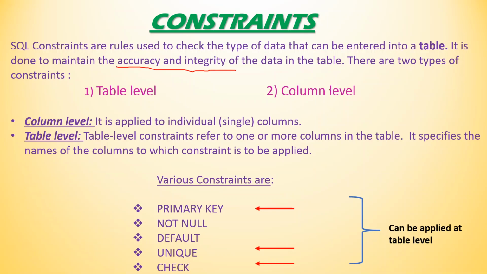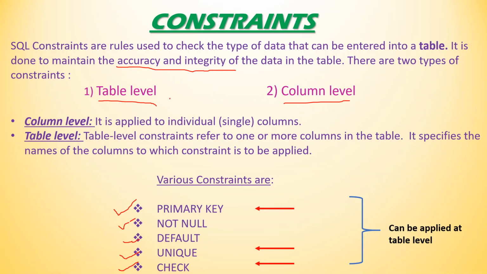So there are 5 types of constraints which we can apply: primary key, not null, default, unique, and check. We'll be discussing them one by one. And whenever we apply constraints, we can apply them at 2 levels: table level and column level. Table level constraints are those constraints which are applied to more than one columns. It means we can apply that constraint, that particular restriction, to more than one column, then it is called table level. And when we apply constraint to single column, individual attributes, then it is called column level.